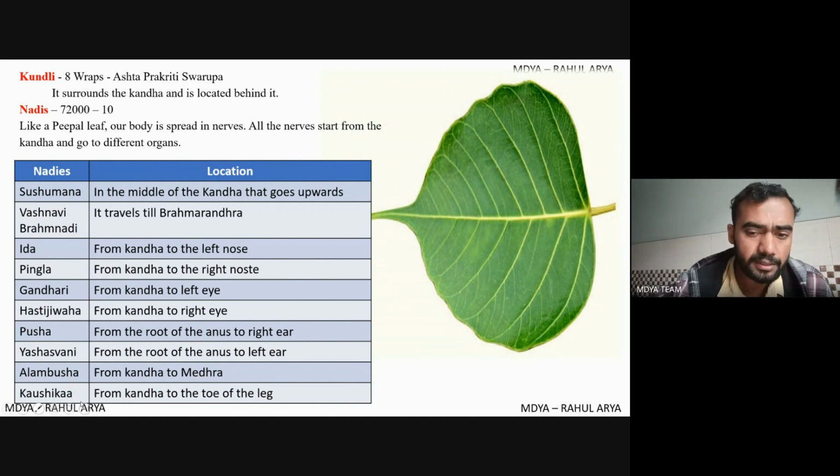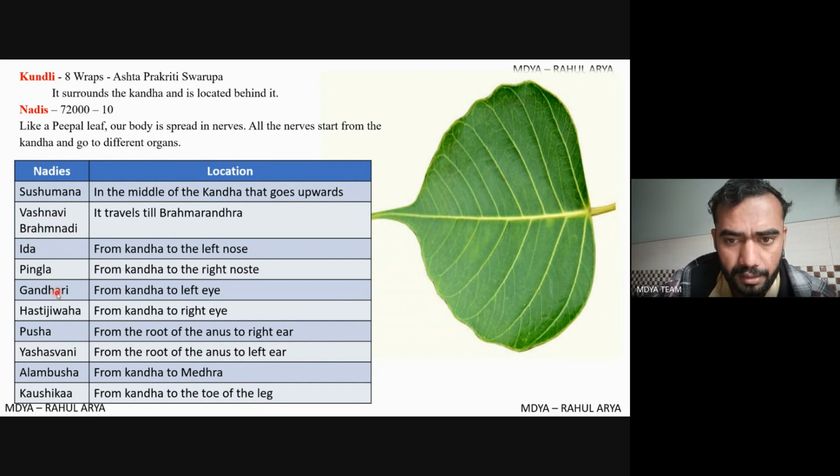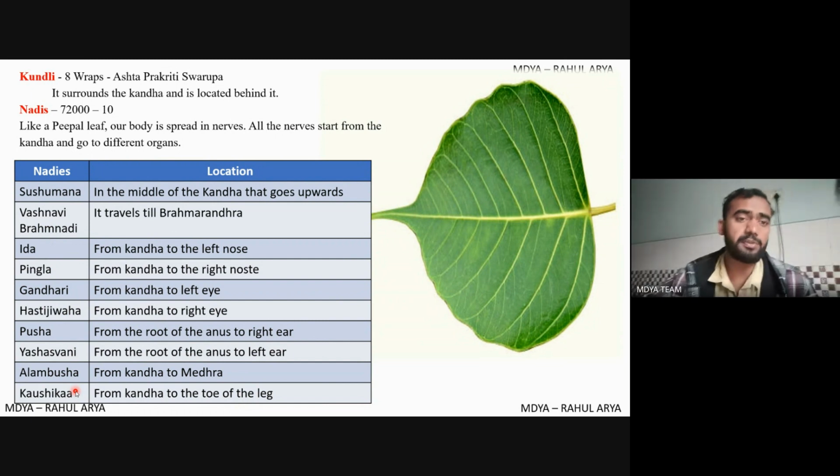Next, Kosiki Nadi, from Kandha to the toe of the leg, the big toe. Which nadis are missing here? Sushumna, Ida, Pingala, Gandhari, Hastijivha, Shankhini, Payasvini, Varuni, Vishvodara. Yeah, many nadis. When you do a comparative study, then you will find them properly. Okay?